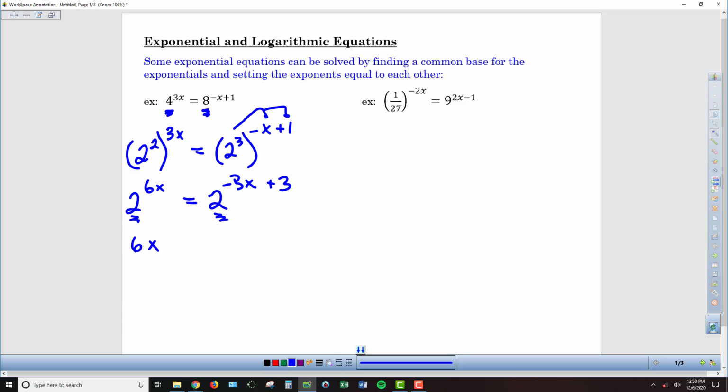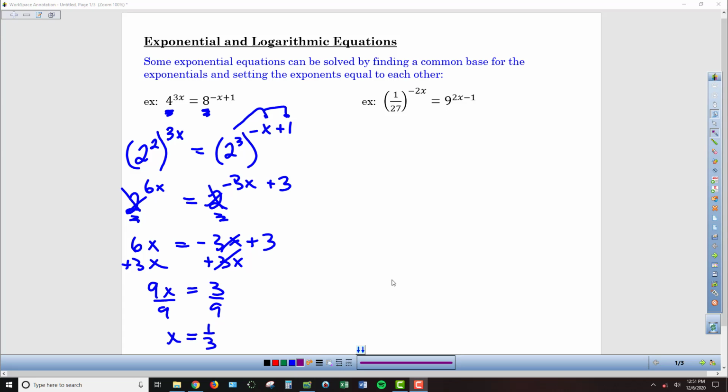So I'm going to just get rid of the 2's, and I'm going to say 6x has to equal negative 3x plus 3. So we now just bring the 3x over to the left. We end up with 9x equals 3. So if we divide both sides by 9, we get our solution, x equals 1/3.